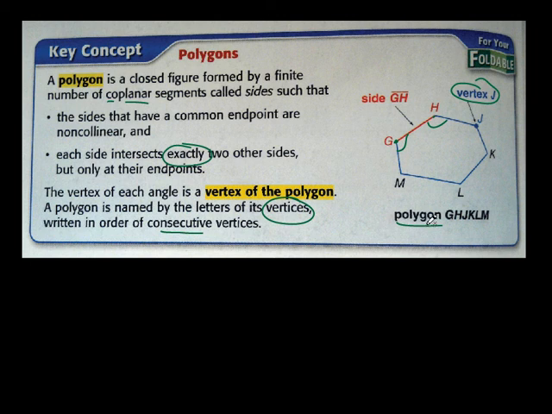GMLKJH. Put polygon in front of it. I could have called it that. I could have started at any of these letters. I could have started at letter K and gone either way. But if I started at K, I would have to call it polygon KLMGHJ, or I could go backwards. I could call it polygon KJHGML.